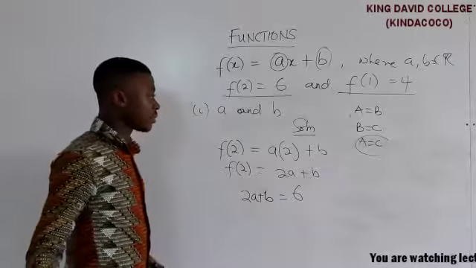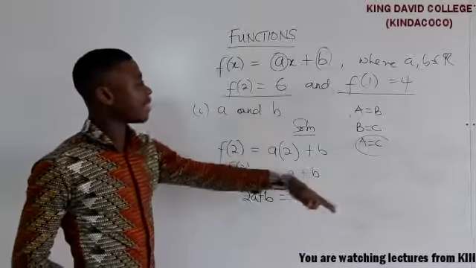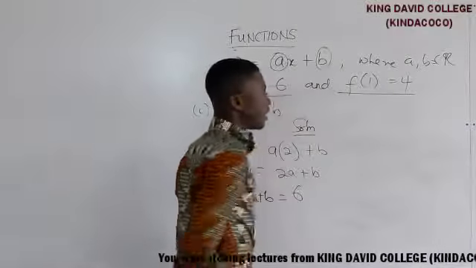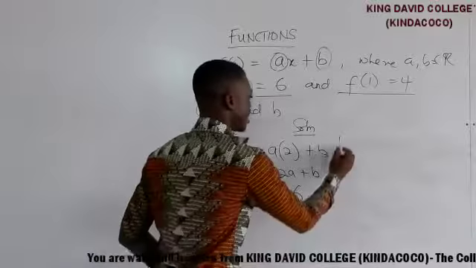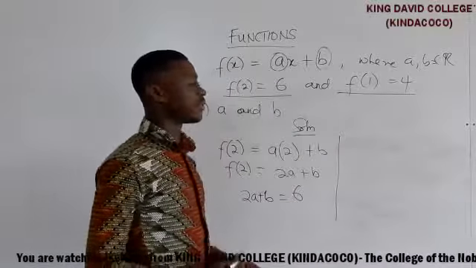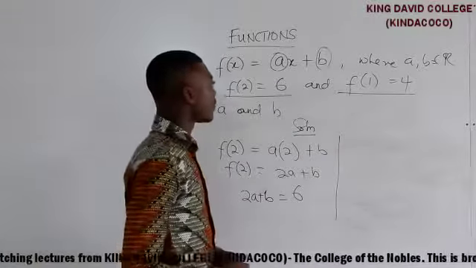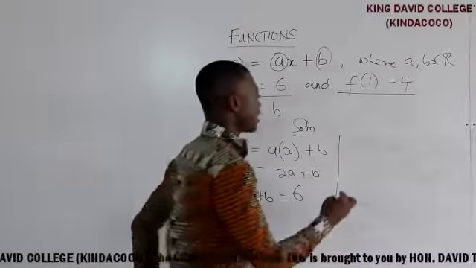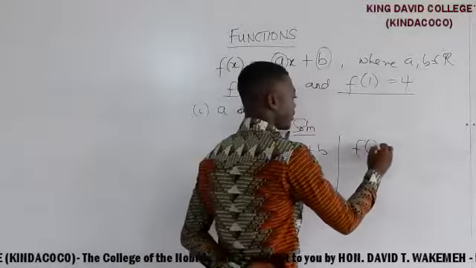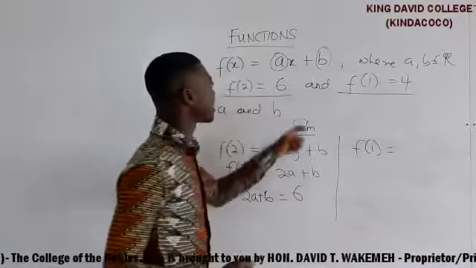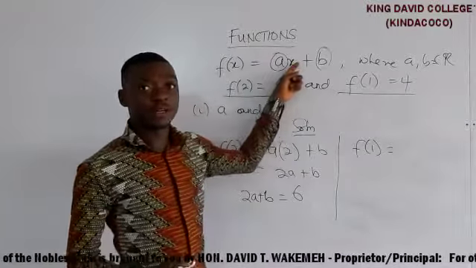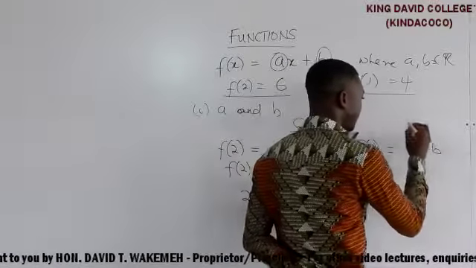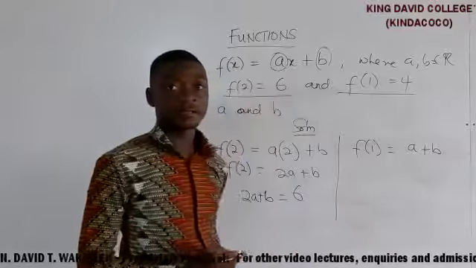Okay, so with that preamble, let's do that one side by side like this. Let's say we are working on this f of 1. So f of 1 means that we are putting 1 into the function. So f of 1 is going to be, wherever I see x here, I'll put 1. So that is going to be a plus b.